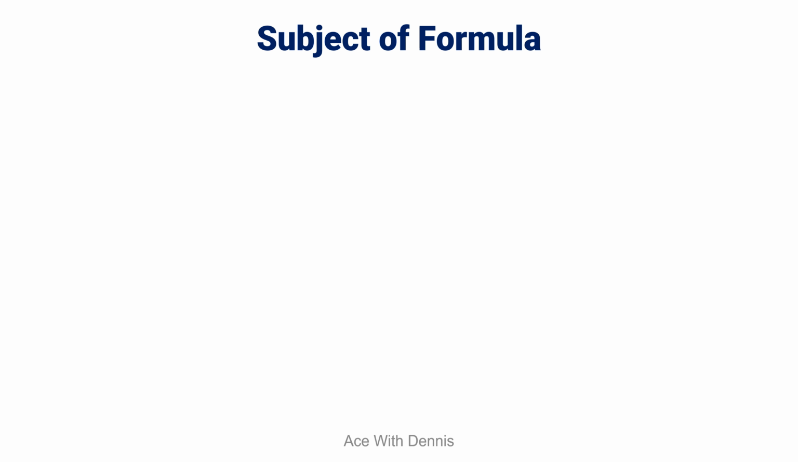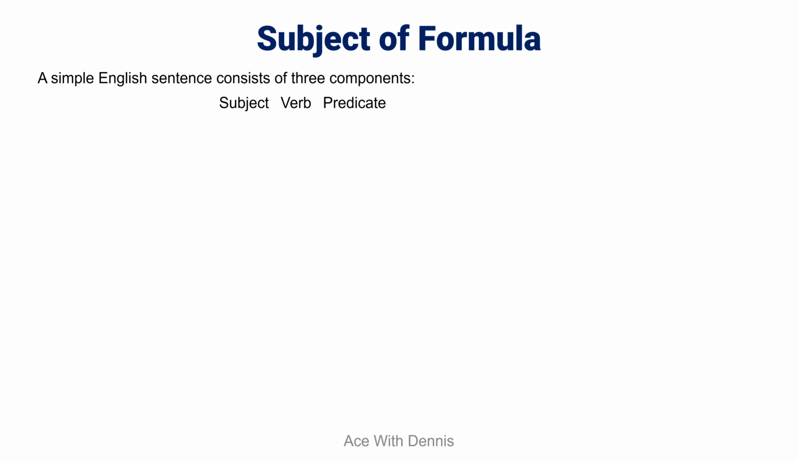Now we come to the last part of the lesson, the subject of formula. To explain the concept for this topic, let's consider this. A simple English sentence consists of three components: the subject, followed by the verb, and the predicate. Here are some examples. My brother plays the basketball. So the subject is my brother, plays is the verb, and the basketball is the predicate.